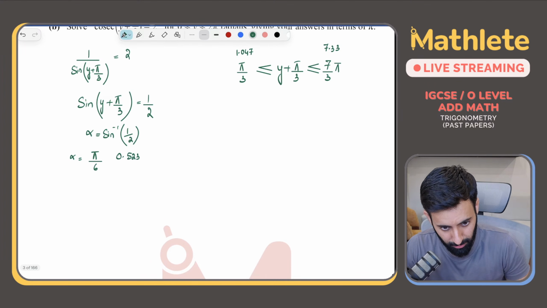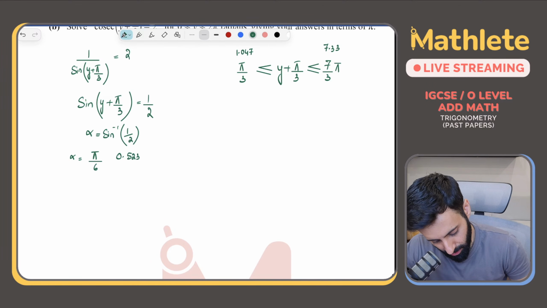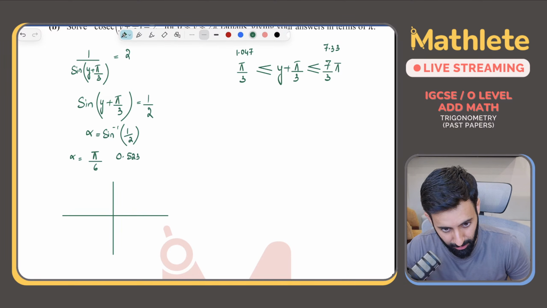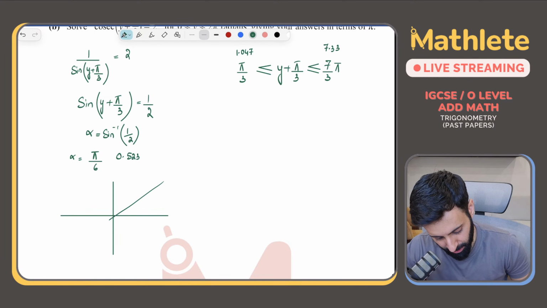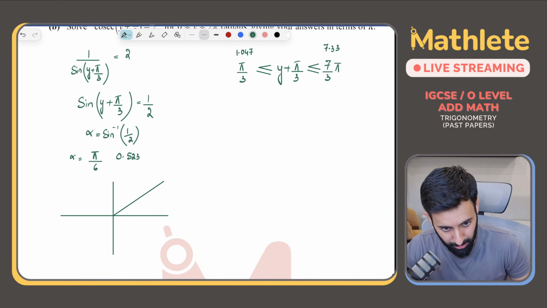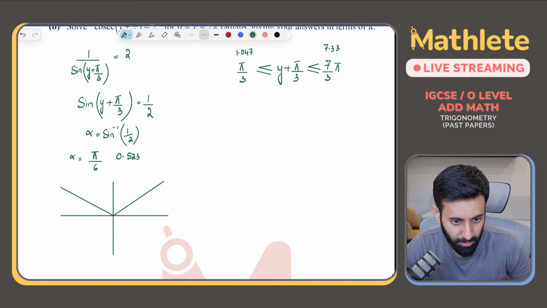All right. Now, sine is positive, which means it's going to be in the first and the second quadrant. Okay? So it is the method shown in the textbook, not drawing the graph as well. We can change that. But if you like that method, then stick to it.